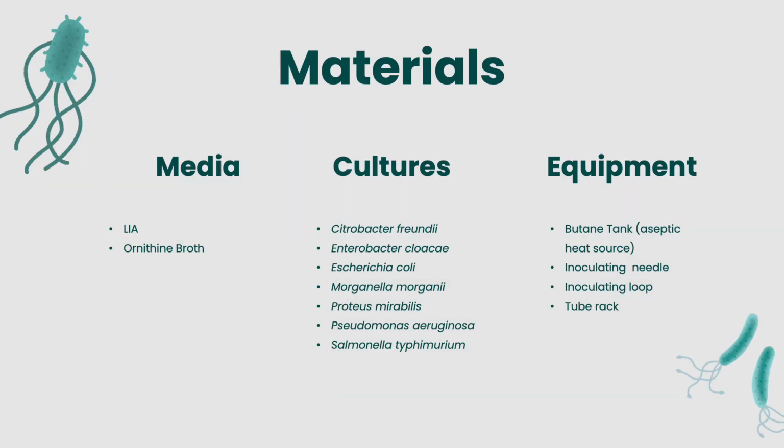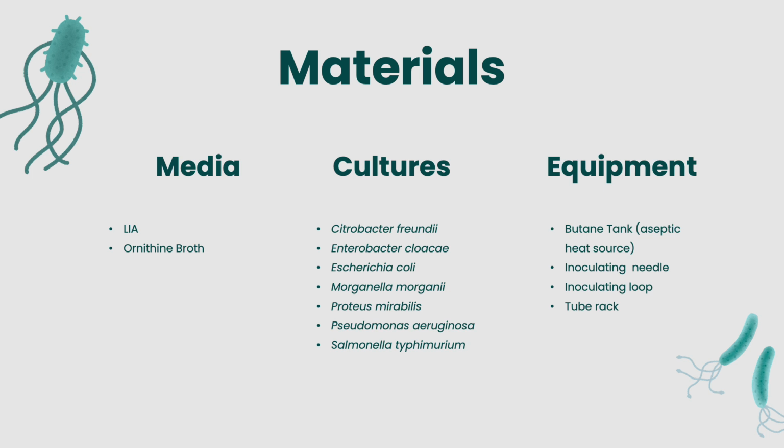Now for our materials. For media, we used LIA and ornithine broth. For cultures, we used Citrobacter freundii, Enterobacter cloacae, Escherichia coli, Morganella morganii, Proteus mirabilis, Pseudomonas aeruginosa, and Salmonella typhimurium. For equipment, we used a butane tank as our aseptic flame source, an inoculating needle, an inoculating loop, and a tube rack.